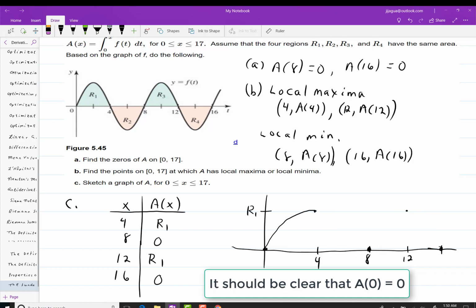So let me fix that a little bit. Let me try to make it look a little bit better. Something like that. I suspect that these humps have the same amount in them, and that the same amount of curving happens. It's got symmetry and all that kind of stuff.